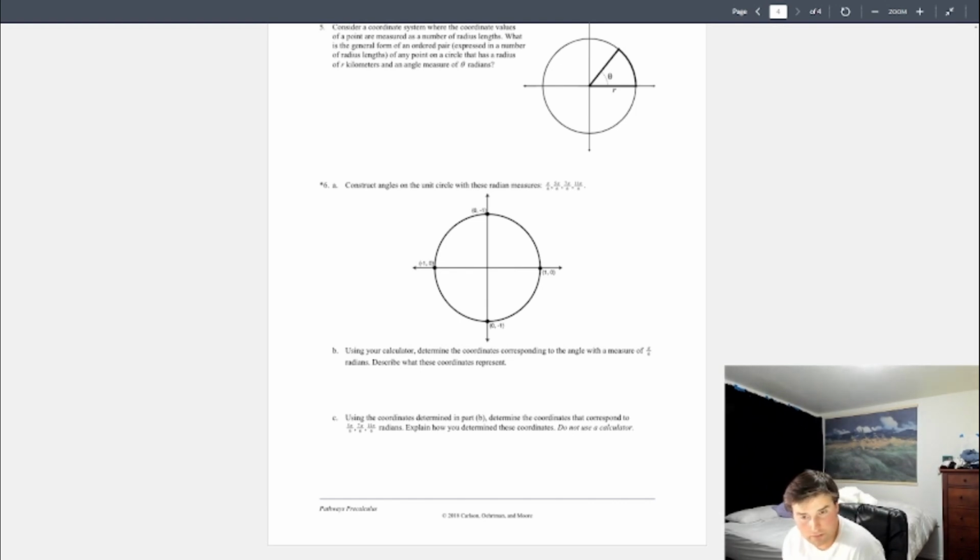Thus, quadrant 1 is x and y. Quadrant 2 is negative x, y. Quadrant 3 is negative x, negative y. And quadrant 4 is x, negative y.